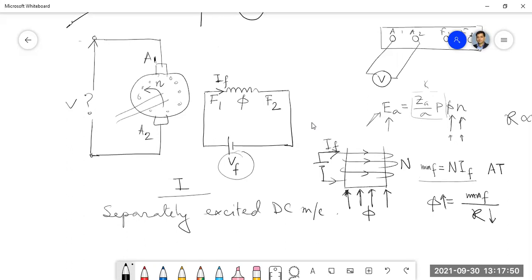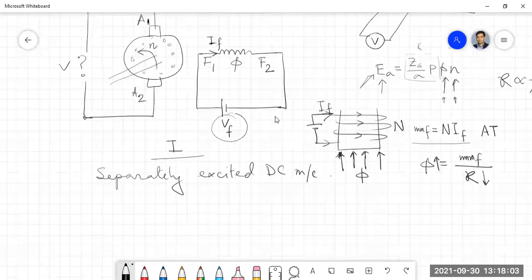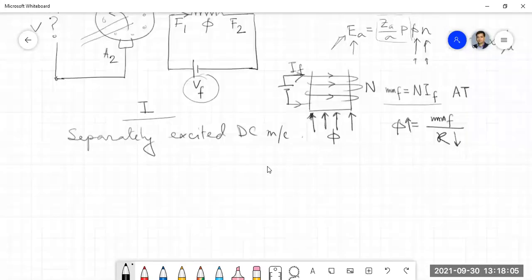I have brought a machine. Sir, can we use the output of the armature voltage as the input for the field excitation? Yes, but for that, both voltage ratings must be the same.